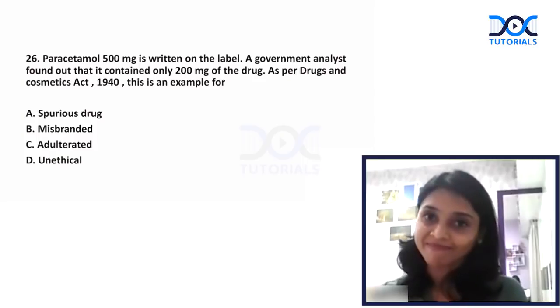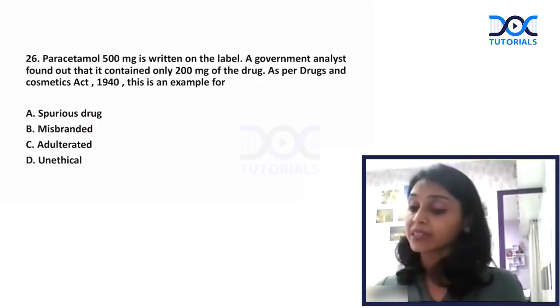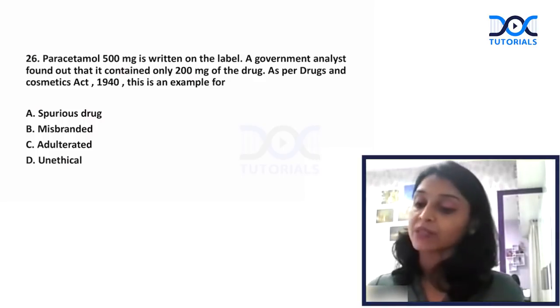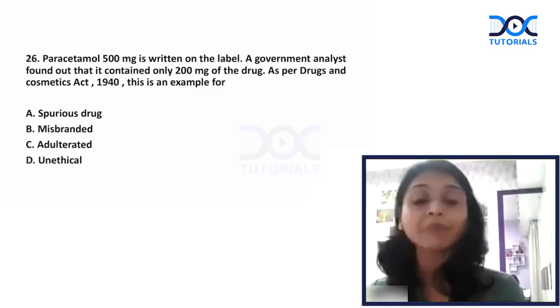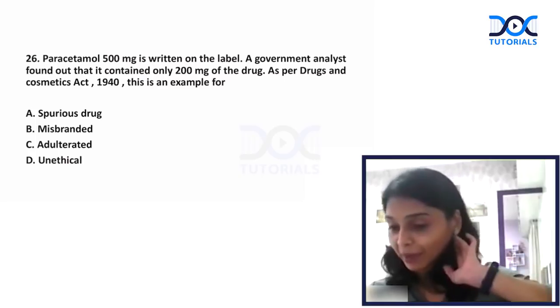This is the last question. Be with me. Last question. Paracetamol 500 milligram is written on the label. A government analyst found out that it contained only 200 milligram of drug. Quite possible, especially if this is in a government hospital.